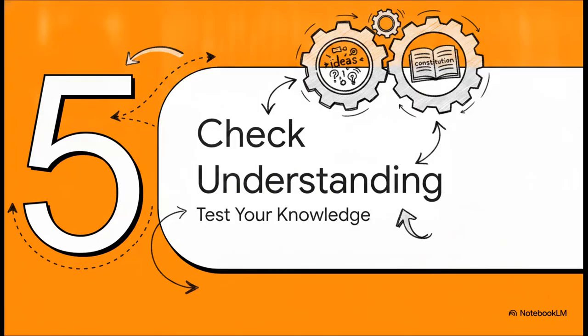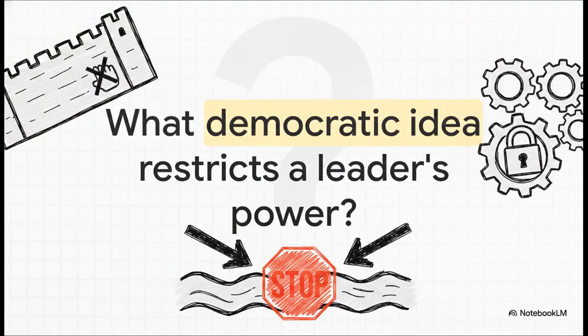Section 5. Checking your understanding. Let's do 2 rapid self-check questions to see how well you're connecting these dots. Here is your first question. If the created school council model sets a rule that the council president is not allowed to force students to join a specific club, which core democratic idea is this demonstrating? I'll give you about 8 seconds to lock in your answer.